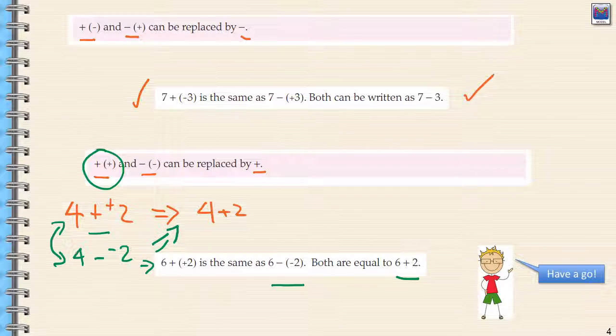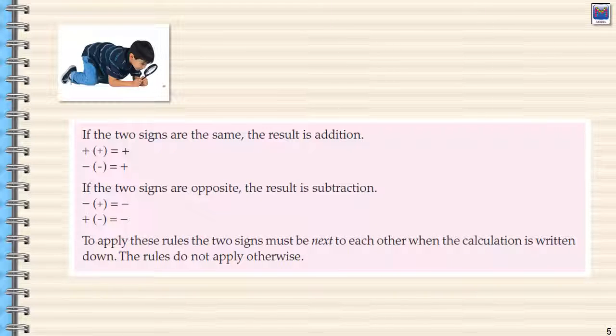Okay? Let's summarize this. So, if the two signs are the same, the result's addition. If it's plus a positive or minus a negative, it's going to be addition. If the signs are opposite, it's going to be a subtraction. Minus a positive or plus a negative, it's going to be a minus. Okay, but those two signs have got to be next to each other when the calculation is written down. That's how it's got to work.